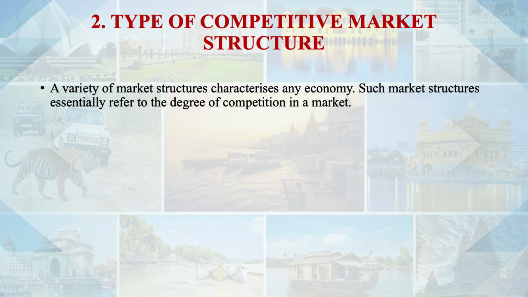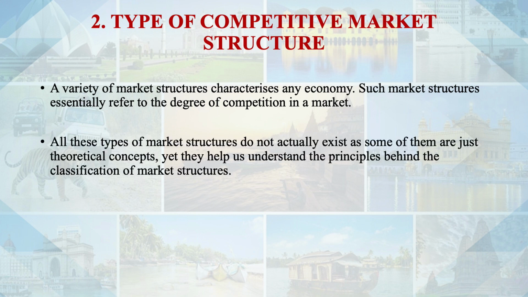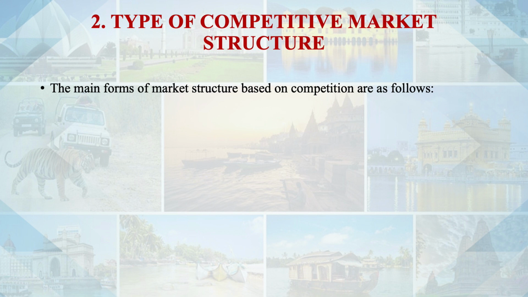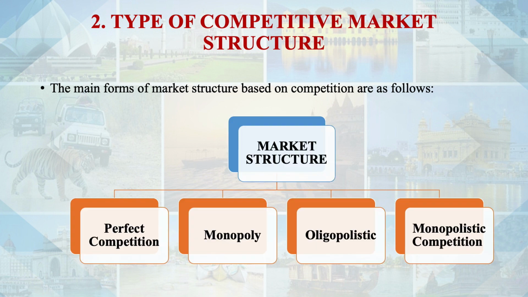A variety of market structure characterizes any economy. Such market structures essentially refer to the degree of competition in a market. All these types of market structures do not actually exist, as some of them are just theoretical concepts, yet they help us understand the principle behind the classification of market structures. The main forms of market structure based on competition are as follows. Popularly, we have four of them.